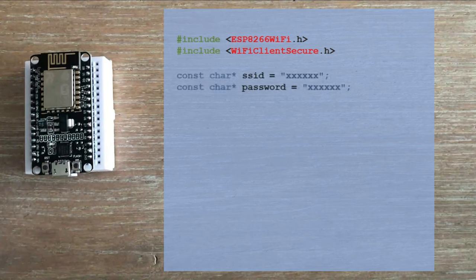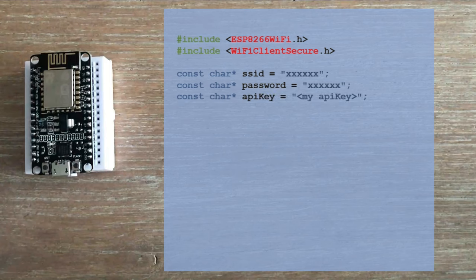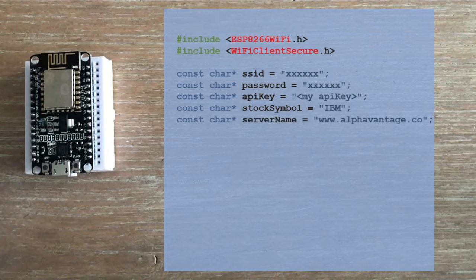Next, we have the access point credentials and the API key we generated on the Alpha Vantage site. Let's also define the stock symbol we want to get the quote for. I started with IBM, but in later examples I also used the Apple stock symbol. We also need to define the Alpha Vantage server we will be pulling data from. We need to define a Wi-Fi secure client.